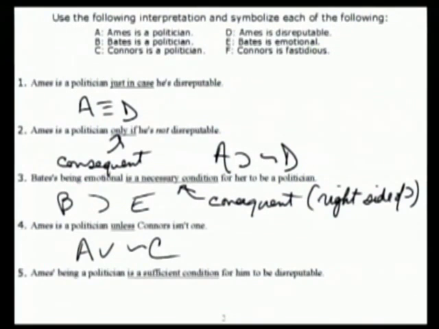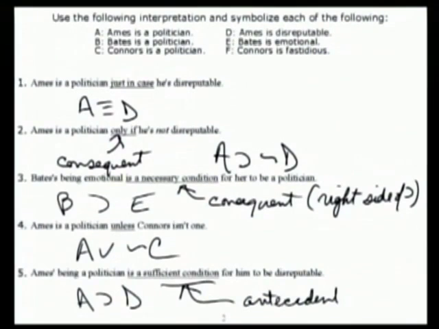Okay, now finally, here we go with the sufficient condition. What's number 5? David Zappelli. I said A horseshoe D. And that's correct. Sufficient conditions are antecedents. Any questions about that one? Okay.